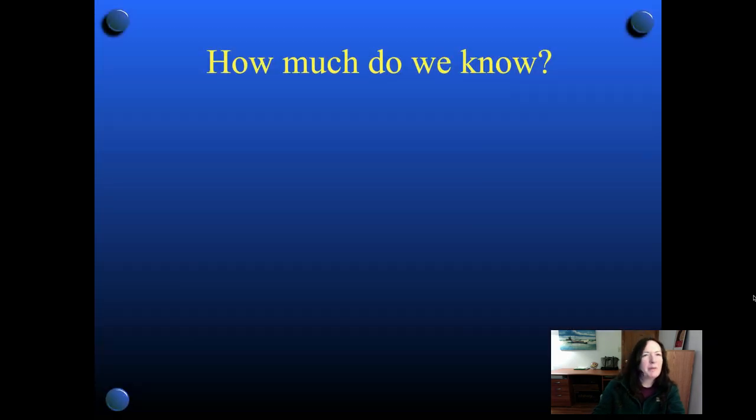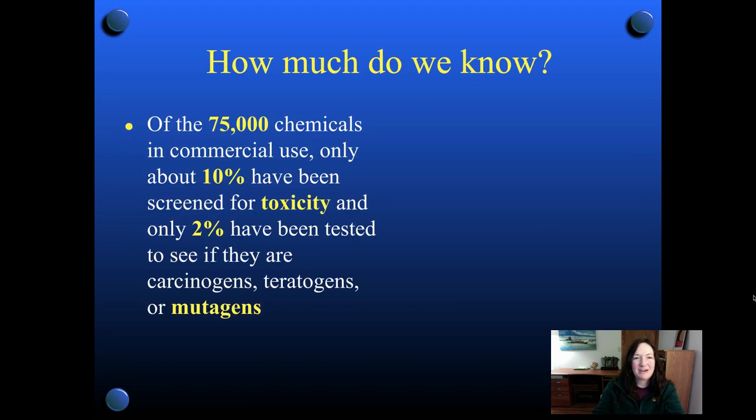So, how much do we know about the chemicals that we have out there? Of the 75,000 chemicals in use today, only about 10% have been screened for toxicity, and only 2% have been tested to see if they are mutagens, carcinogens, or teratogens.